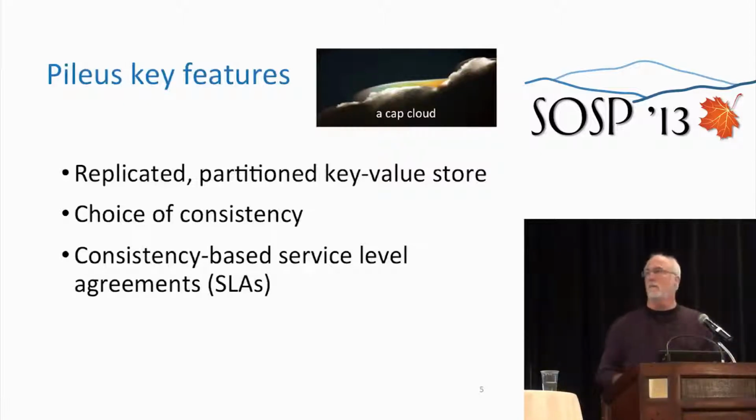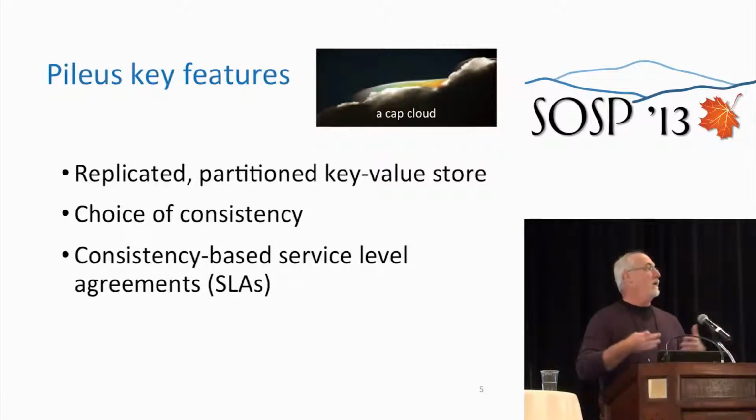Pileus starts as a conventional replicated key value store that replicates and shards data across servers in different data centers. To that, we add different choices of consistency, not just strong and eventual consistency, but also intermediate consistency choices. And then most importantly, we take these consistency choices and integrate them into the service level agreements that are the contracts between the service providers and the applications. This allows the service providers to adapt their behavior to better meet the needs of those applications.